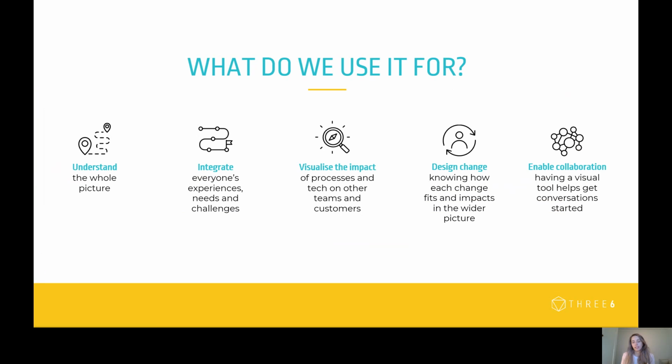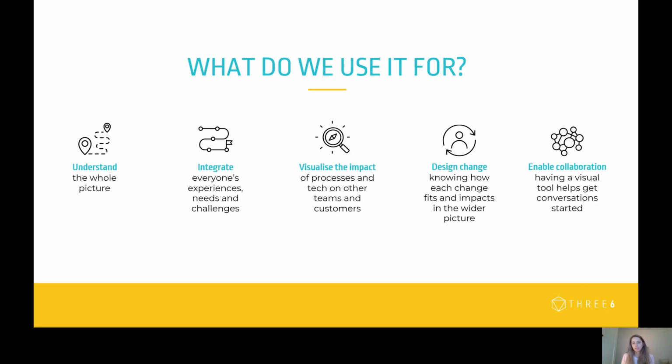What do we use it for, other than what I mentioned before? We use it to understand the whole picture, to get our clients and their stakeholders to see the whole picture end to end. We also use it to integrate everyone's pain points, experiences, needs, and challenges. When we are looking at changing a service, we cannot be only looking at the customer experience. We also need to be looking at the employee experience, because, like it or not, that is going to affect your customer experience, and it's going to affect your profit. Everything in your business is going to be affected by how your employees are performing and working. So integrating all of that is also very important.